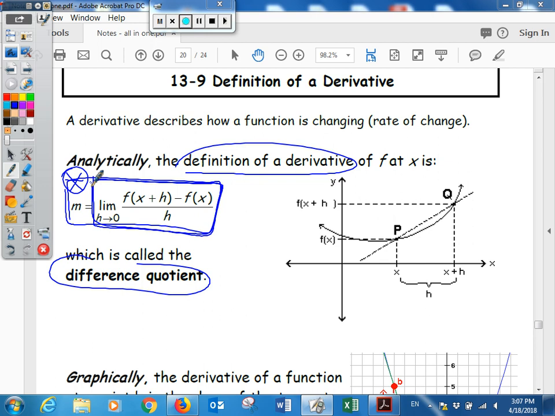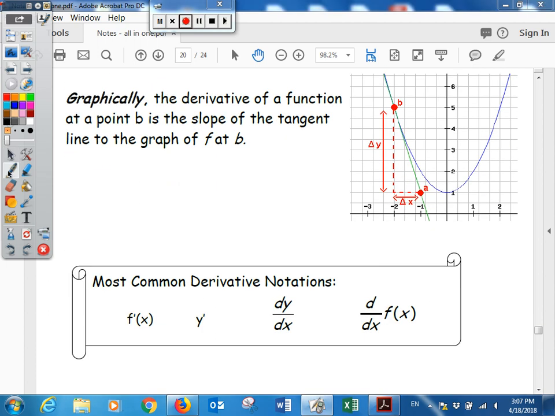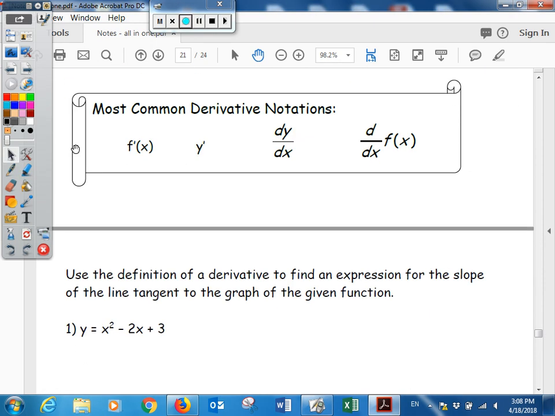So when we talk about analyzing the slope of an equation graphically, the derivative at a particular point is the slope of the tangent line at that point. So if we're trying to find the slope at this point, we want the slope of the tangent line. Rise over run, the difference in the y over the difference in the x, is your slope formula. And you will spend a lot of time finding slopes of tangent lines.